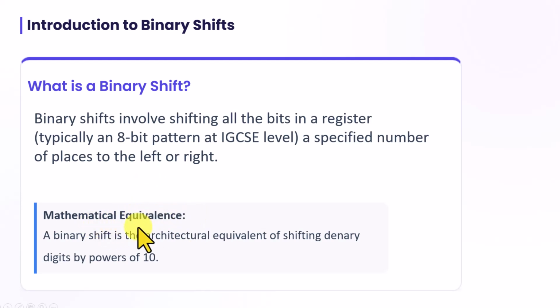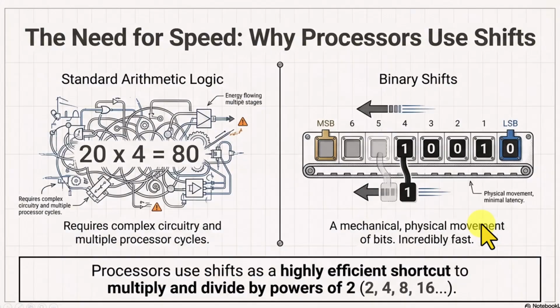Mathematical equivalence: a binary shift is the equivalent of shifting digits by a power of 10 in denary. So when you move the digits 1 unit to the left, everything multiplies by 10. If you move them to the right, everything is divided by 10. So we just have that.